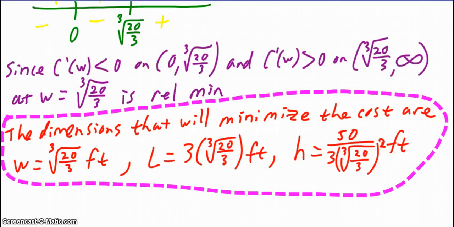Alright, so we should end up with the dimensions that will minimize the cost: the width is the cube root of 20 over 3 feet, the length is 3 times the cube root of 20 over 3 feet, and the height is 50 over 3 times the quantity, the cube root of 20 over 3 feet squared.